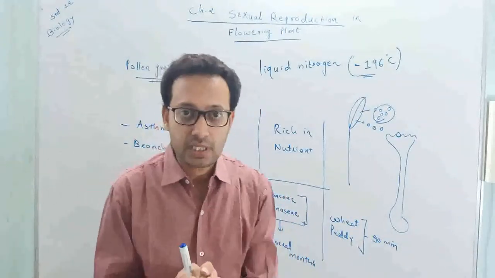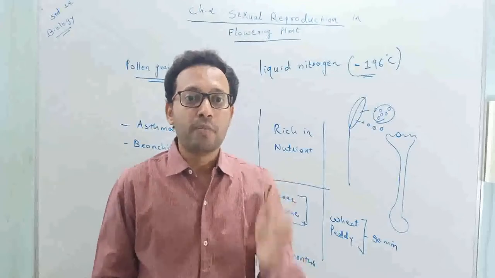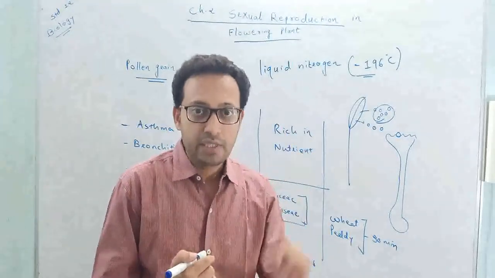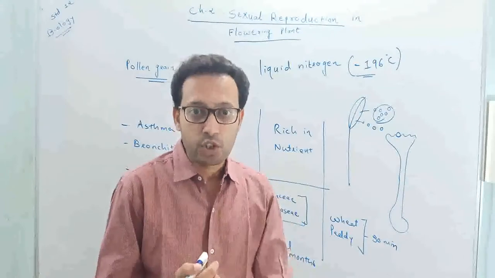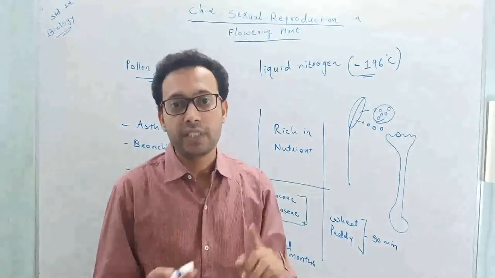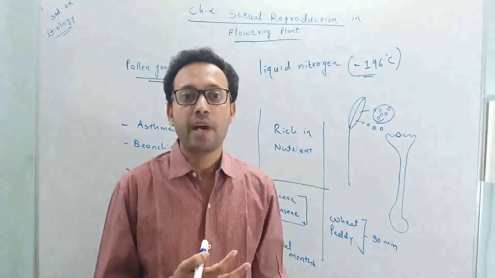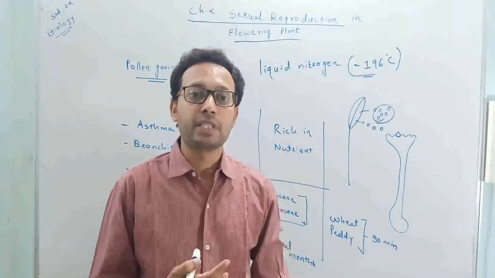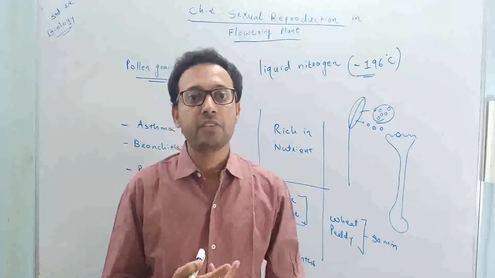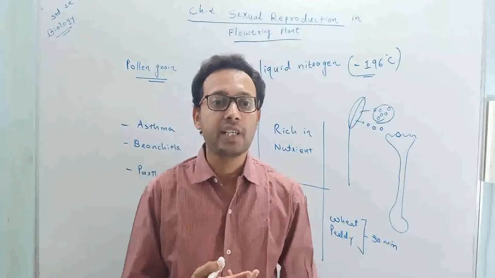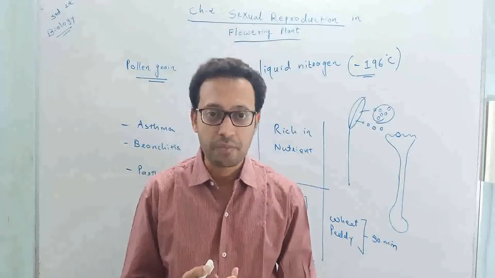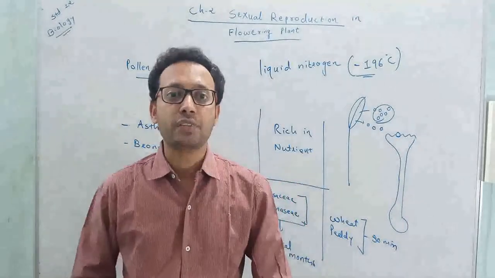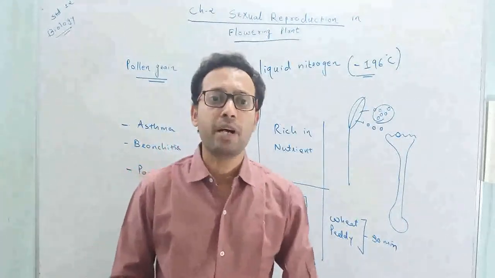So we have discussed the structure of the male reproductive part of a flower, that is a stamen, anther, microsporangium, and we also have discussed the process called microsporogenesis and the process of development of male gametes. Apart from that, we have also seen the structure of a pollen grain and its characteristics. Now similarly, we also have to learn the parts of the female reproductive part of a flower.